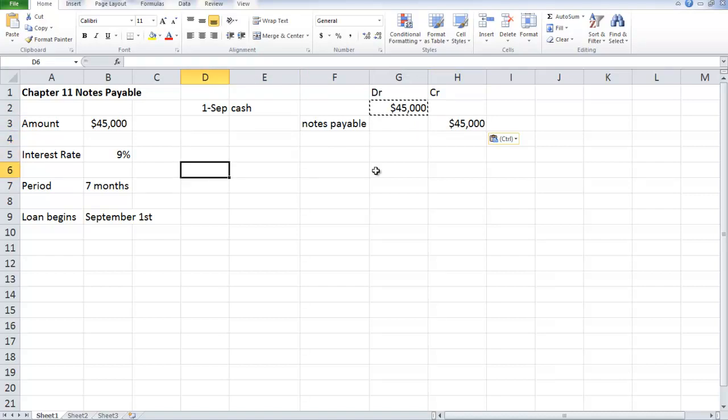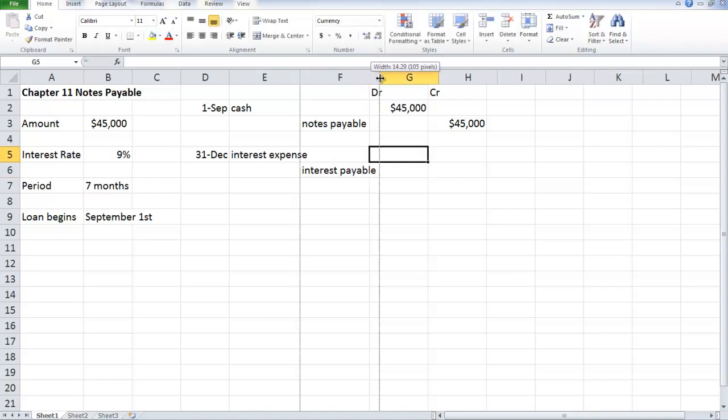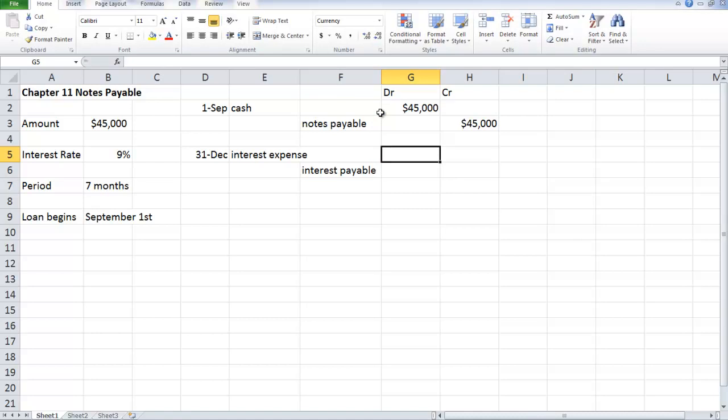Now, the next transaction we need to do is that as of the end of the year, even though the loan is not due until March 31st, we need to accrue for the interest expense that will be due on December 31st. Okay, so in this particular case, we want to debit interest expense and credit interest payable. And in this case, we have 4 months worth of interest we need to accrue for from September 1st to December 31st.